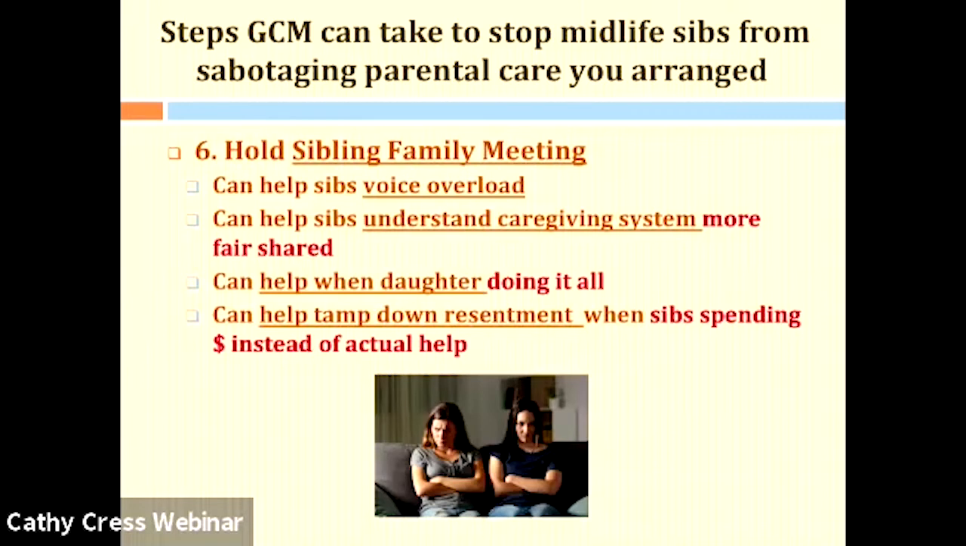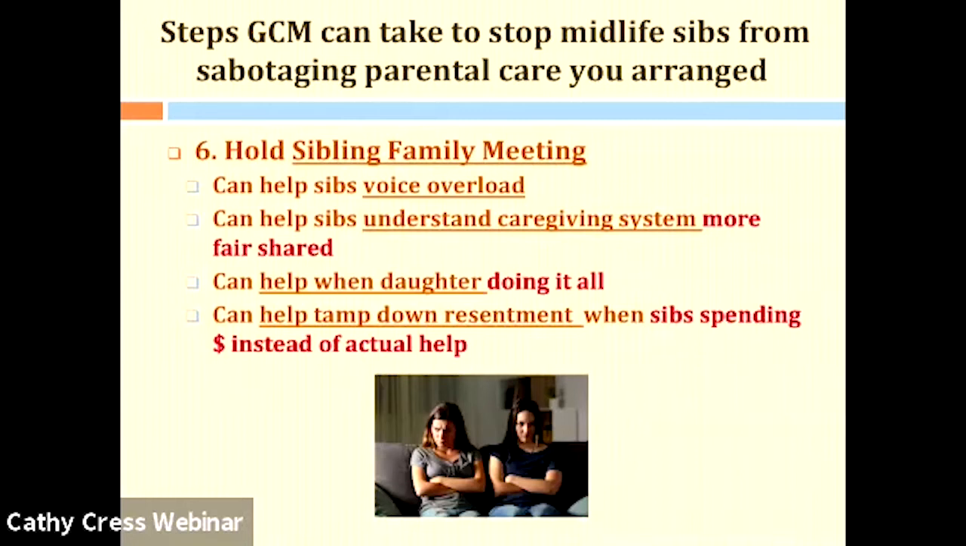Usually one sibling has just had all the care dumped on them because they're the oldest daughter. It used to be in most countries that there was a designated daughter and she never got married because it was her job to take care of everyone. Here, it's not really a part of our culture, but it still is, that there's usually a girl that has to take care of it all. And you can help the siblings understand the caregiving system more, and to fairly share care. That's a really good thing to use in a family meeting.